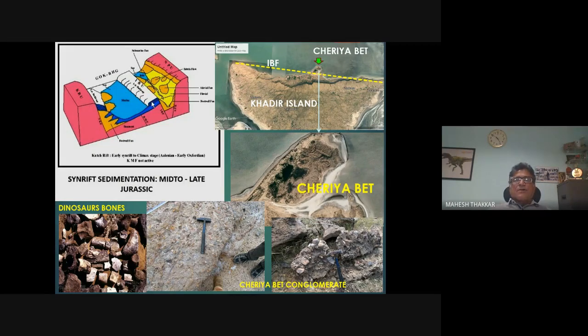Why is it important? Just look at this Run Graben. The Run Graben has received sediments, mostly from the Nagar Parker uplift, in the form of fluvial systems, alluvial systems, colluvial systems, and there are major fan systems developed over the sloping basement.